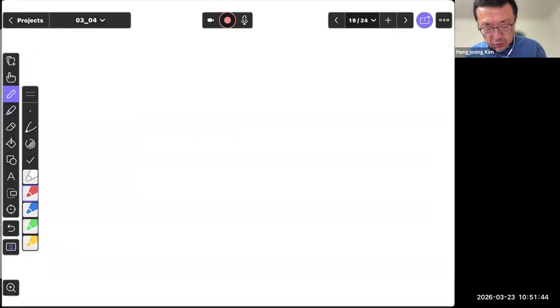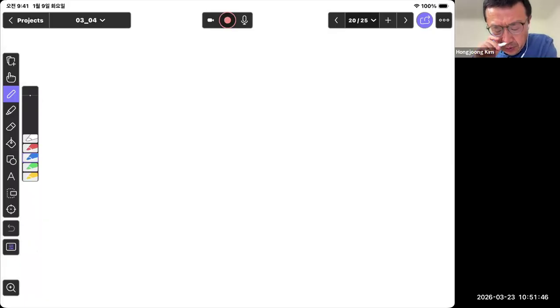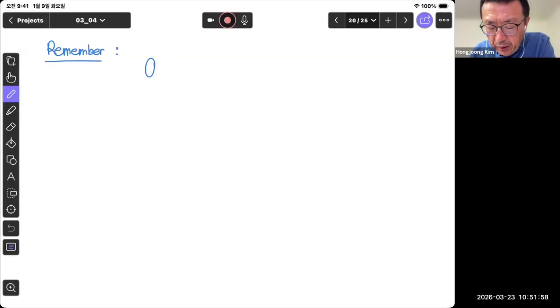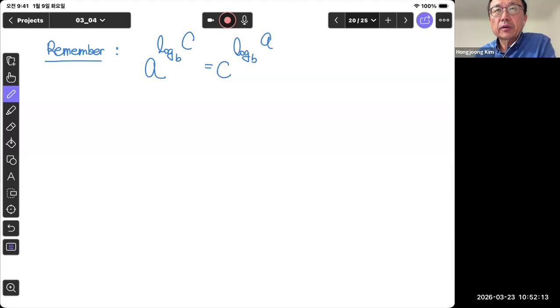So let me repeat this one more time. As I said, please remember, if I have log c with base b, then I can interchange a and c. If I switch a and c, you get this, okay? For any positive a, b, and c.